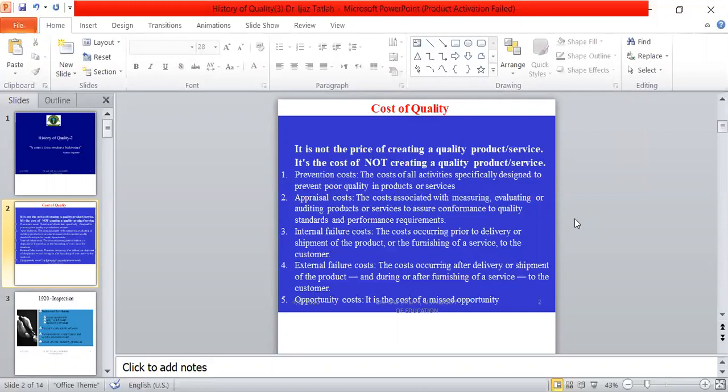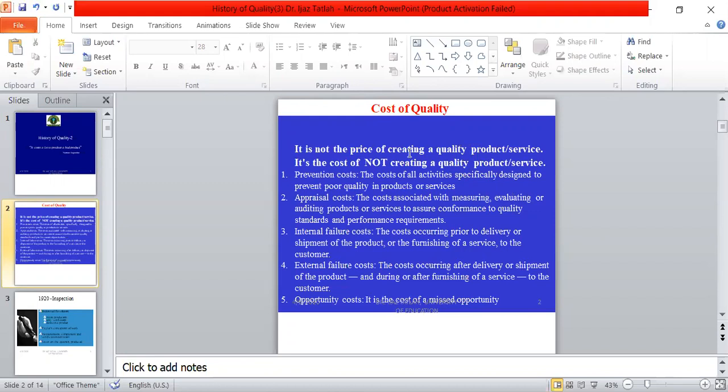So the difference between these two sentences looks like a huge gap between the understanding of quality measurers and the people working on quality who have an understanding about quality. Price of creating a quality product, and cost. So cost and price: one group is the consumer, but the other is the producer.